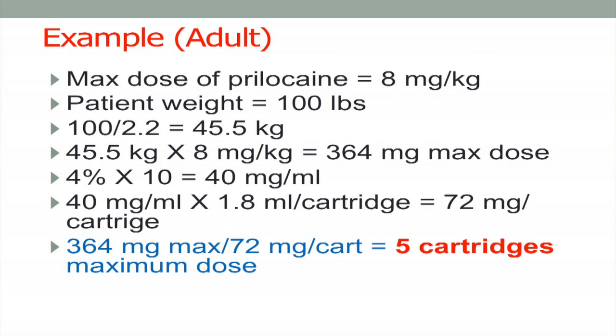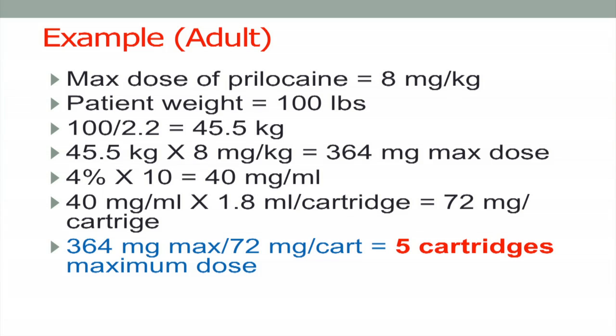Here's an example of a dosage calculation for a small adult patient. If we start off with, say, using prilocaine, and it has a maximum dose of 8 milligrams per kilogram, and we know the patient's body weight is 100 pounds, then we divide 100 pounds by 2.2 to find out that the patient weighs 45.5 kilograms. Then it's a matter of multiplying 45.5 kilograms, the patient's body weight, times the maximum recommended dose to show that the total maximum dose that should not be exceeded is 364 milligrams.